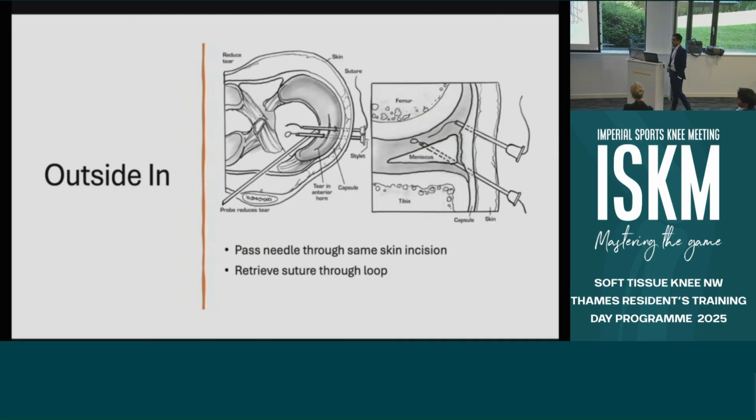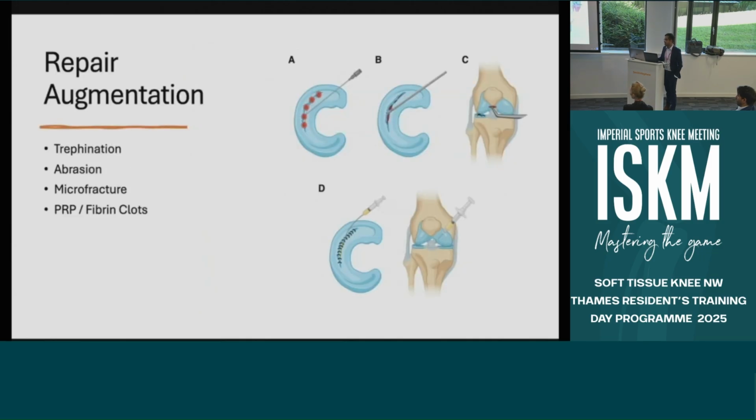But outside in, again, you can get special equipment. You can even DIY it using needles and suture loops. So very good for your anterior horn, because if you think about your anterior horn, you can't really see it very well. You can't get access, so you can essentially just pass a needle from the outside, grab a loop, grab a suture, and tie it all on. So very good for anterior tears. And again, there's specialist kit, or there's needles and loops.